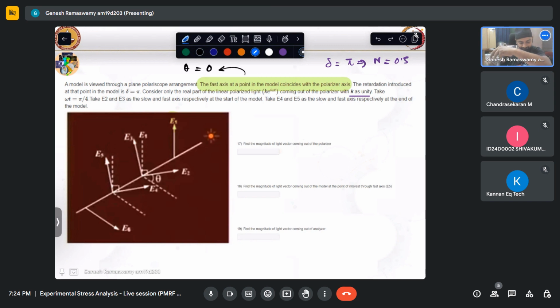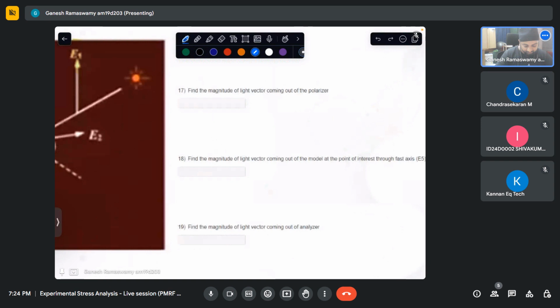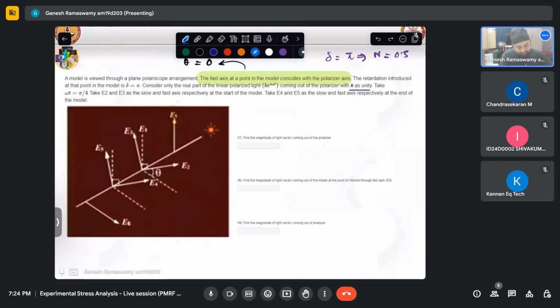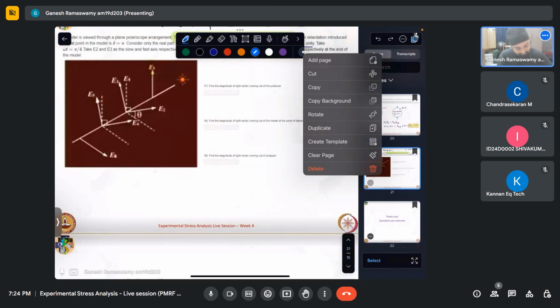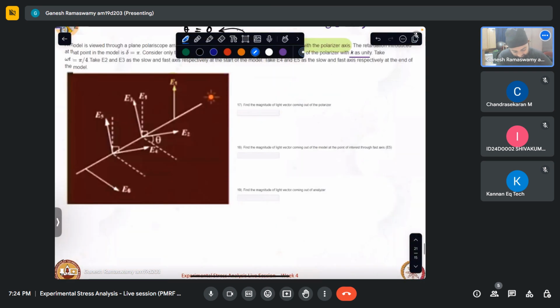Now what do we need to find out here? Find out the magnitude of the light vector coming out of the polarizer. So the magnitude of the light vector coming out of the polarizer. So what is asked is E1 is asked.